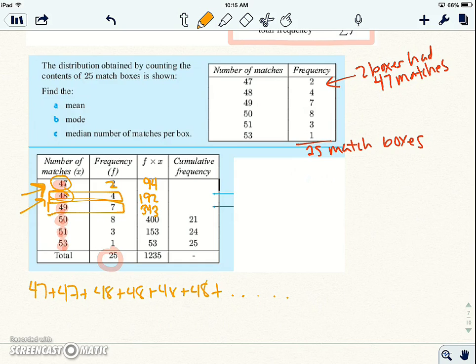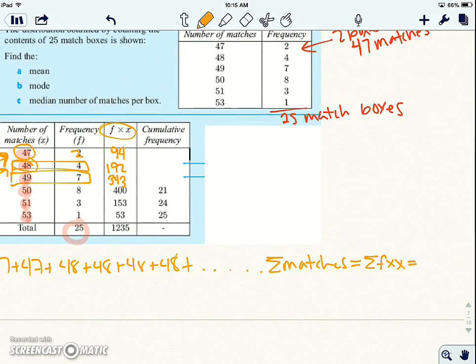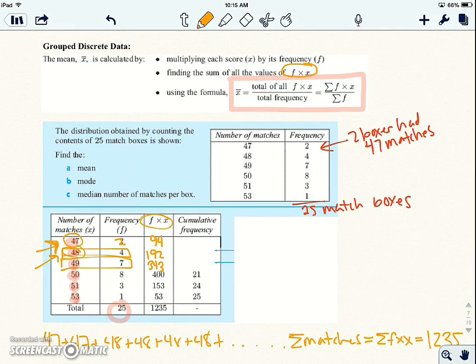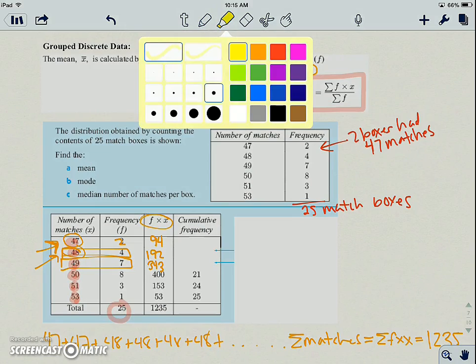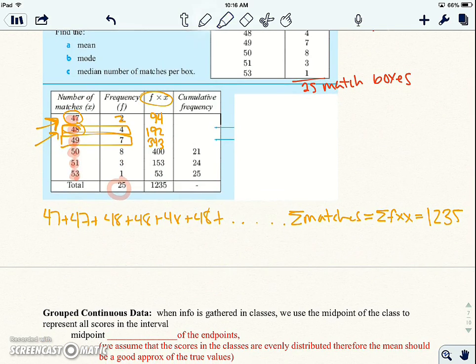We could add all those up, or easier, use our rules of multiplication to multiply them and find out the sum of the matches, or total, which is given by the frequency times the number of matches, is 1,235 matches. Okay, and that's what they're asking you to do here. And then notice that this formula says do that on top, and then divide by the total frequency. Well, divide by the total number of boxes we looked at, which was 25 boxes. Okay, and you could get that from saying that there were 2 boxes here.